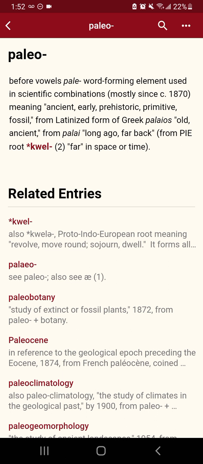So it says from Latinized form of Greek, palaios, meaning old or ancient, from palai, meaning long ago or far back, from a Proto-Indo-European root. That's what PIE means. Proto-Indo-European, meaning the oldest Indo-European languages that they can find. The root quel, which means far in space or time. So this is what paleo means.